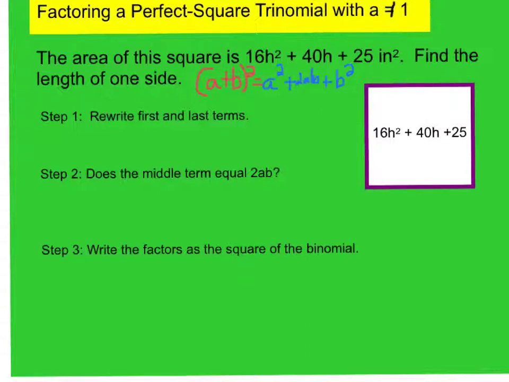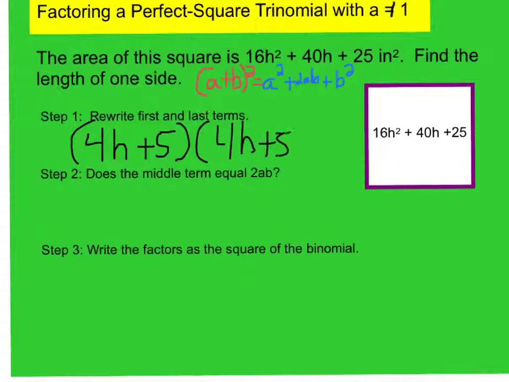So if I just want to guess and check, what I can do is say, what's the square root of 16h squared? So the square root of 16 is 4, and the square root of h squared is h. Next, I'm going to say to myself, what's the square root of just 25, sorry. And the square root of 25 is 5. So I'll write my other parentheses.